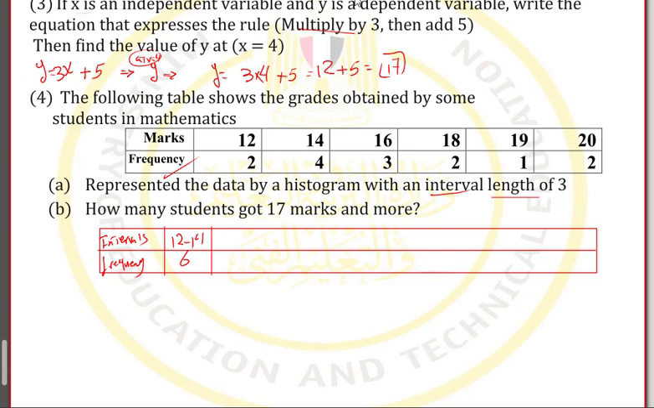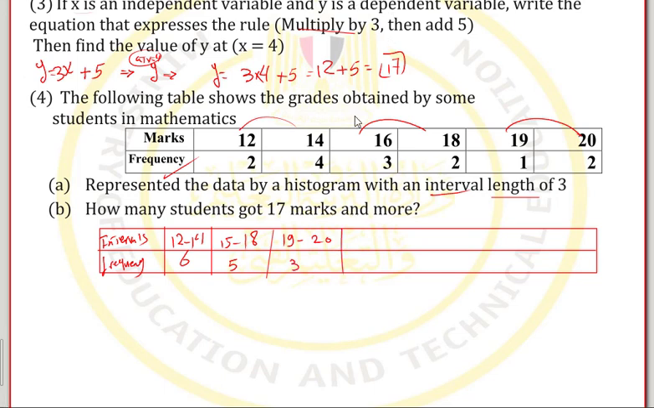The next interval after 14 we have 15 to 16. 15 to 16 is too small, so we need to take it to 18. So it's going to be like this: 15 to 18, it will have 3 plus 2, which is 5. After 18 we have 19 to 20. So 19 to 20 has 1 plus 2, which is 3. So easy.